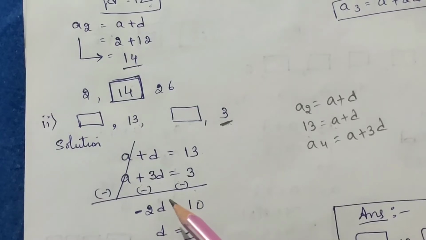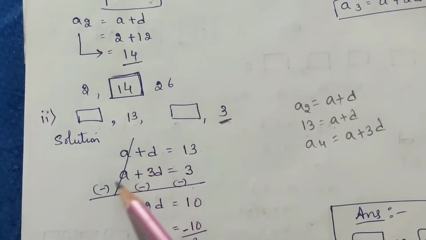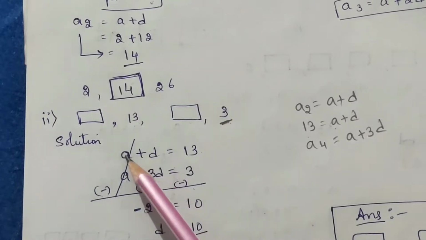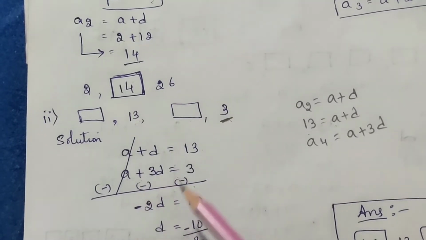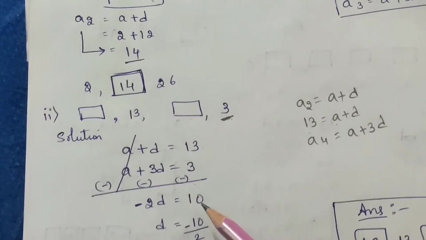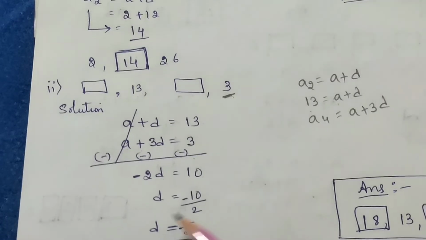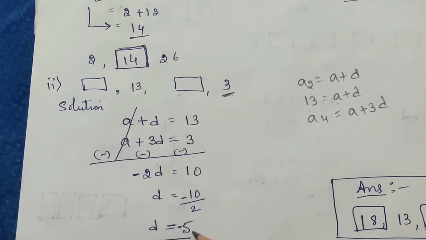Now, our intention is to find the common difference. Now, subtract the equations, plus a and minus a get cancelled, and you are left with minus 2d is equal to 10, and d is equal to minus 10 by 2. Then d is equal to minus 5.